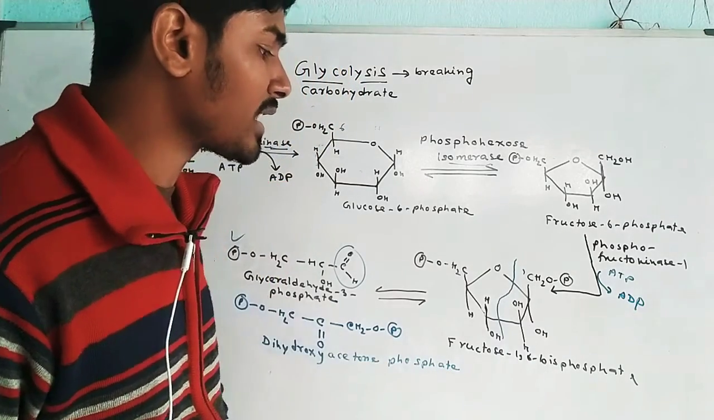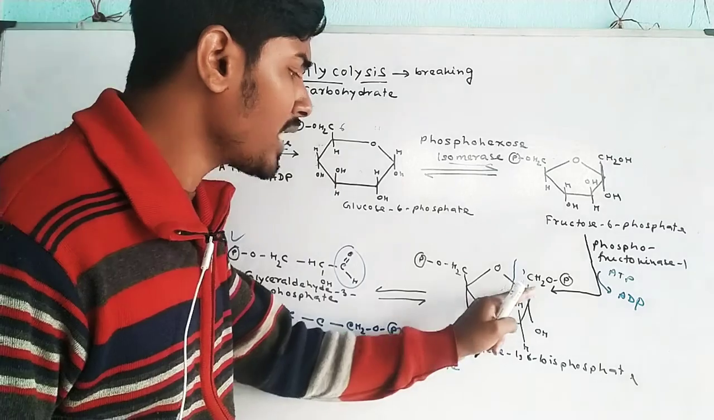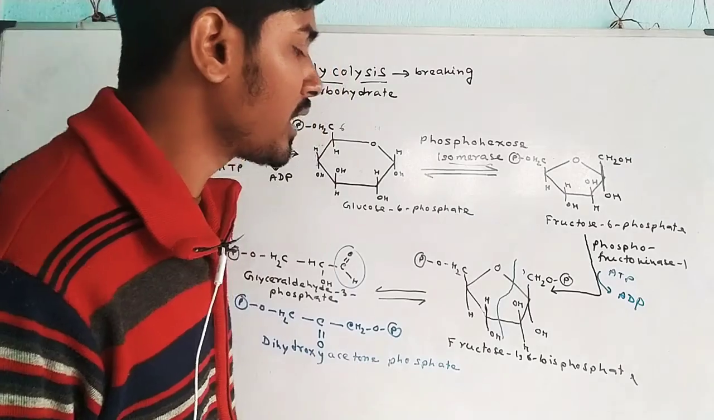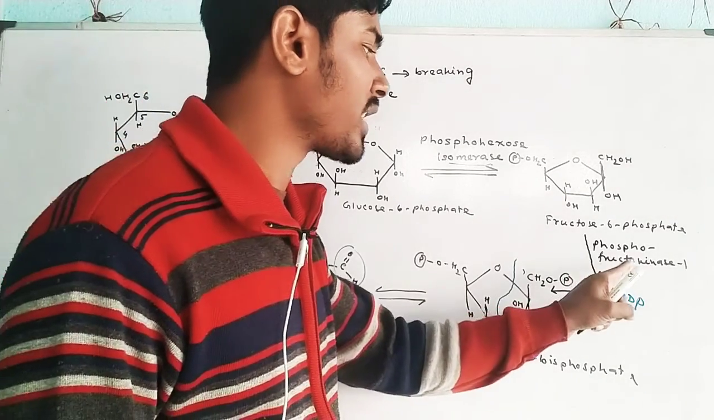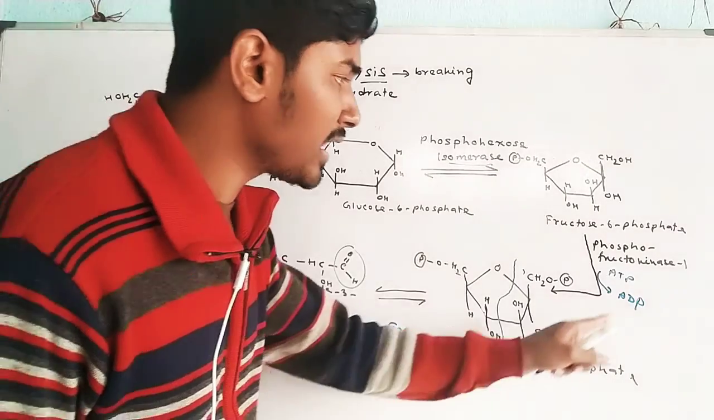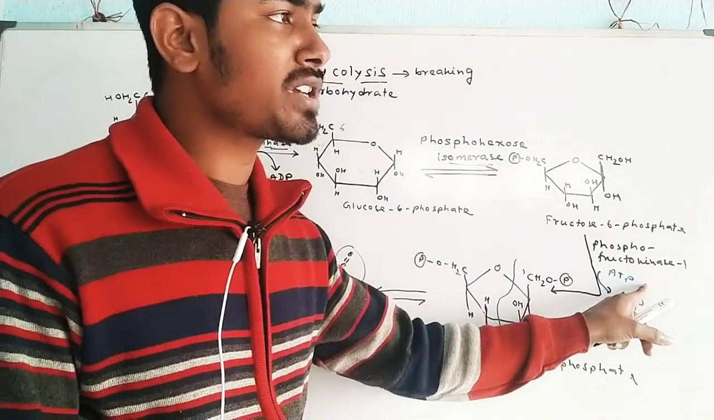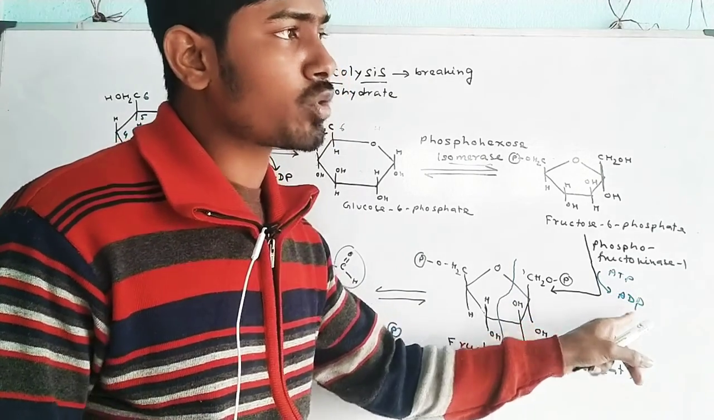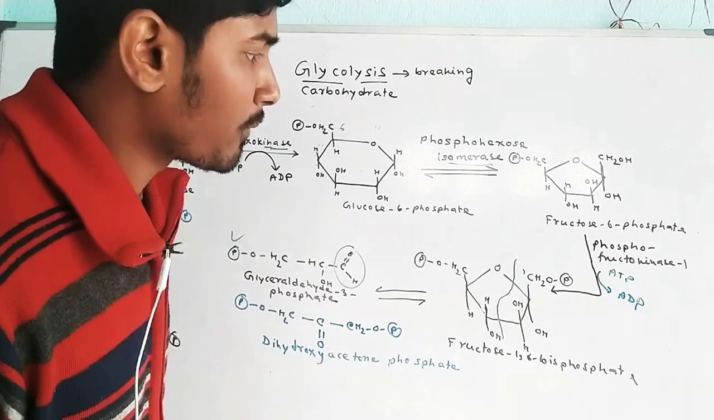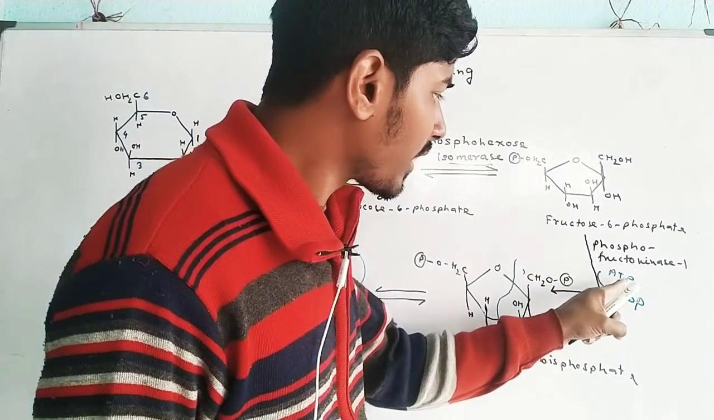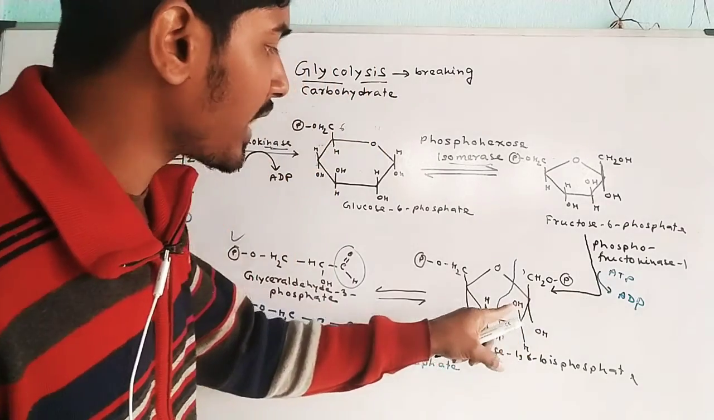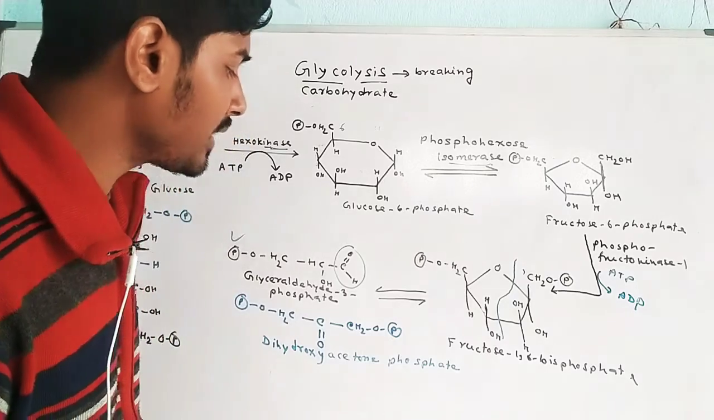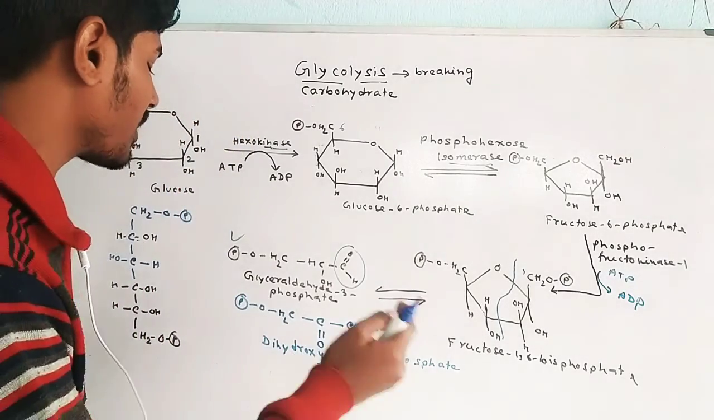As the name implies, you can easily understand that phosphate groups have been attached at the 1st and the 6th positions, by the action of the enzyme phosphofructokinase 1. As the name implies, kinase means an enzyme which hydrolyzes ATP or generates ATP. Okay, so it basically transfers phosphate groups. Now the ATP is hydrolyzed to ADP and the phosphate group is attached to the first carbon, forming fructose 1,6-bisphosphate.